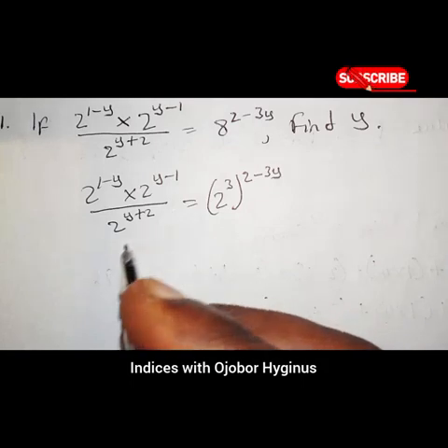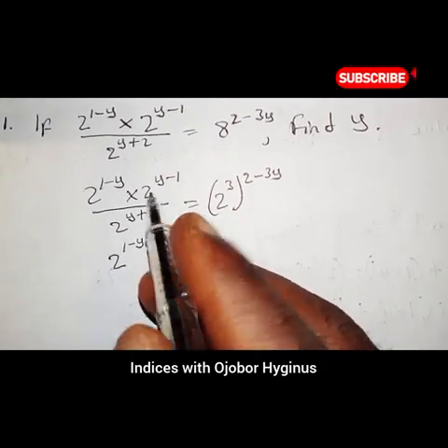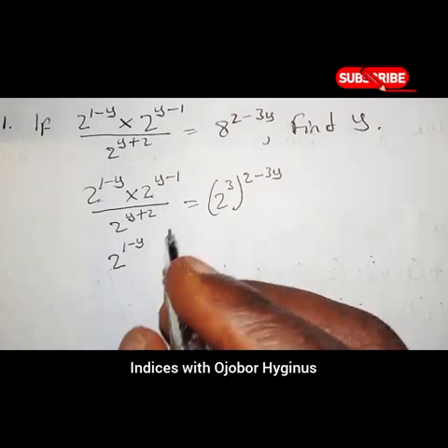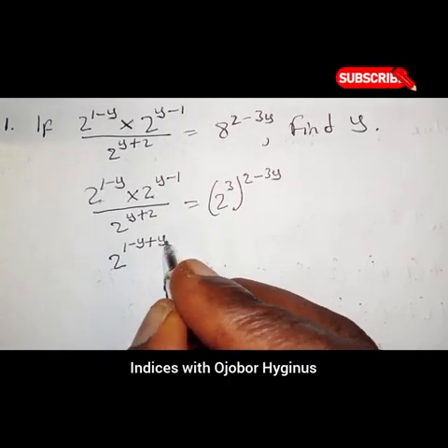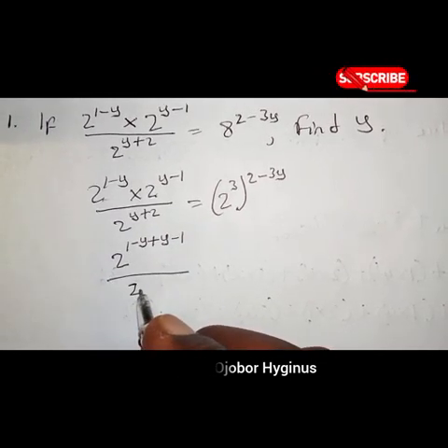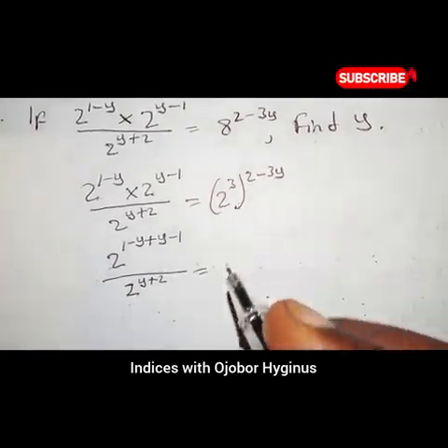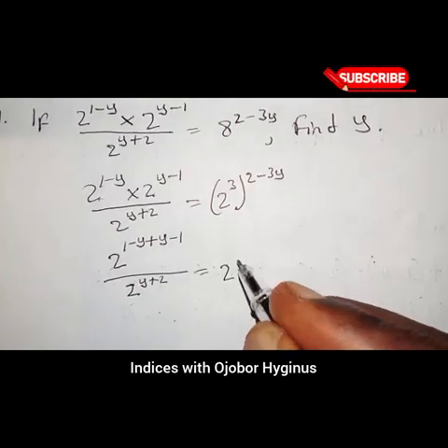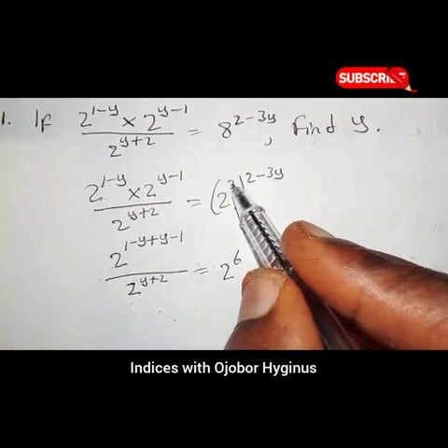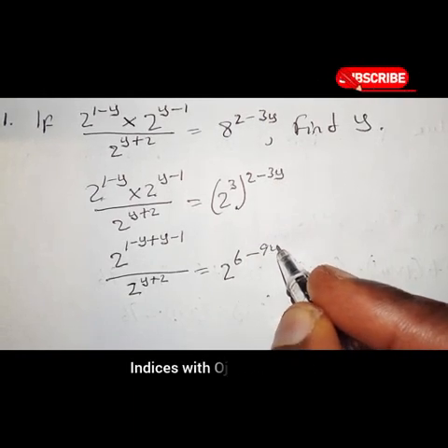If you put these two together, you have 2 raised to the power 1 minus y. Because of multiplication and they have a common base, the law of indices says that you add the powers. So you are going to have plus y minus 1 all over 2 raised to power y plus 2 is equal to, if you open the bracket here, you have 2 raised to power 3 times 2 gives us 6, 3 times minus 3 will give us minus 9, then y.